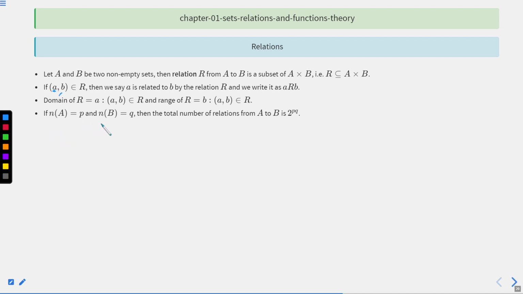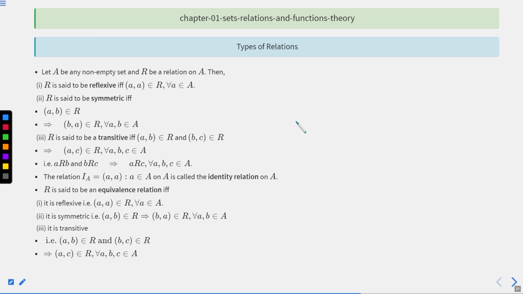If number of A is equal to P and number of B is equal to Q, then the total number of relations from A to B is equal to 2 to the power PQ. We have to remember this. Now, types of relations.